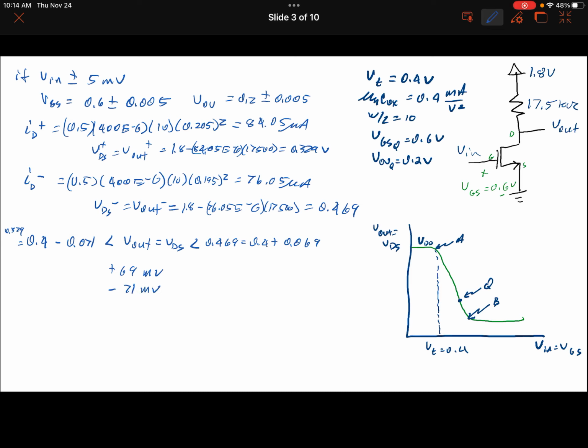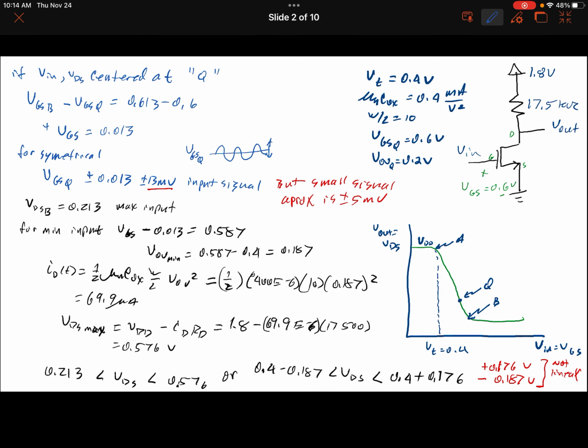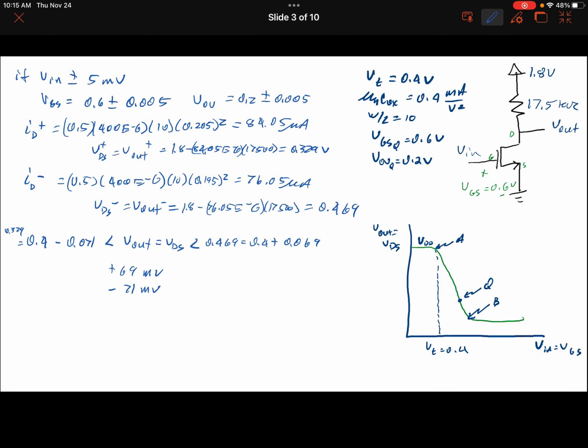Right? So that's much closer to linear. Our V out is going to be the Q point swinging up 69 millivolts and down 69 millivolts, whereas here we were up 17.6 millivolts and down 18.7 millivolts. So we were changing by plus minus 10 millivolts basically, and we're changing now by plus or minus 5 millivolts or something like that. So it's much closer to linear.